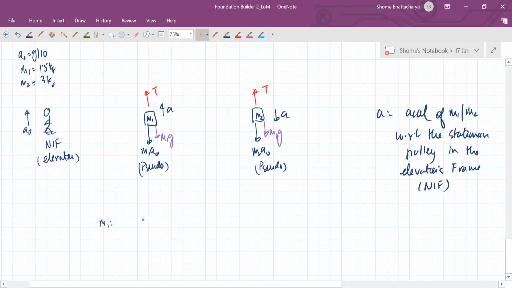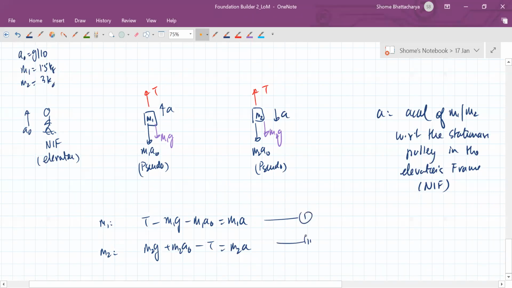So for the block M1, we will have the equation T minus M1G minus M1A naught is equal to M1A. And for the block M2, we will have M2G plus M2A naught pseudo force, minus T, is equal to M2A. So these are the two equations, and tension is unknown, A is unknown. A naught is known to us, g by 10, and M1 and M2 are known to us. So substitute these values and solve for T. You don't need to solve for A right now, because what we need is the reading of the spring balance, and that will come from the value of T. Right, so I hope you're understanding this, people. Just solve this quickly.